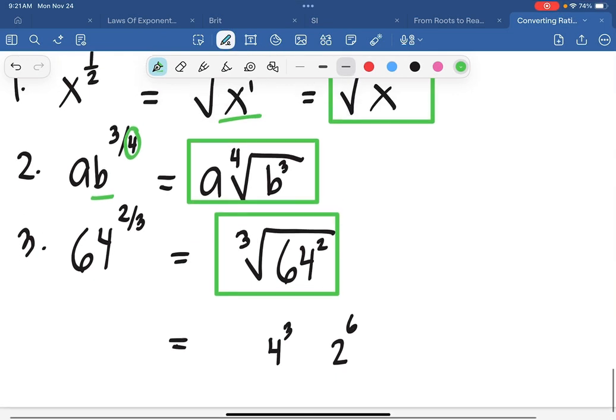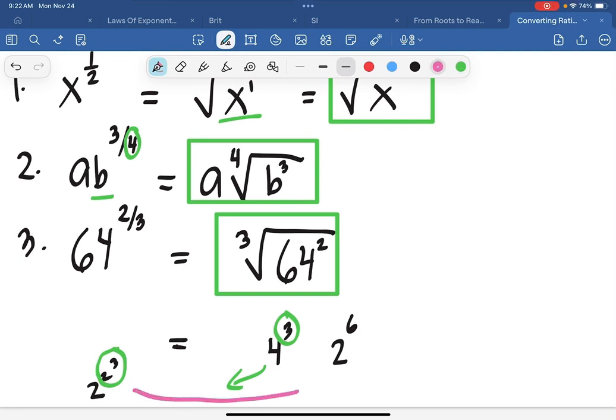Now, how is it so? If we're going to talk about this, remember that 4 can also be 2 squared, right? And then copying the cubed here, so we get to have 2 squared cubed. So again, in the laws of exponent, an exponent having an exponent is to be multiplied. So 2 times 3 is 6. So it just goes back to 2 raised to 6. And I hope that's clear. Anyway, let me erase these first.